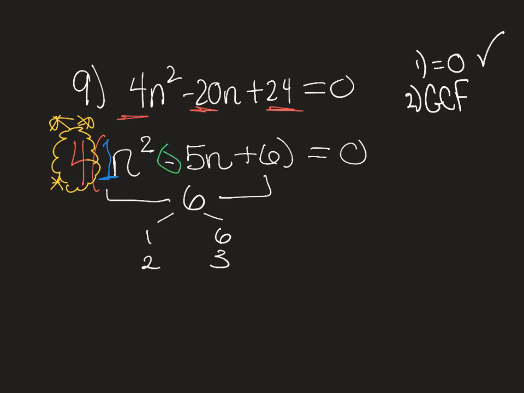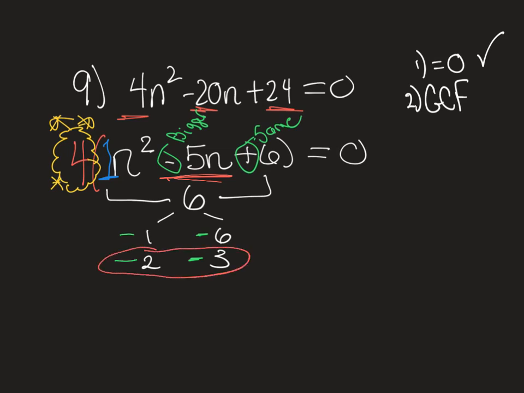This tells me the bigger one is going to be negative, so my 6 is negative and my 3 is negative. And this tells me the other numbers are going to be the same signs. So this is also a negative and a negative. We need to pick the pair that's going to make my negative 5. Well, that's my negative 2 and my negative 3. So I'm going to rewrite this as n over negative 2, n over negative 3.